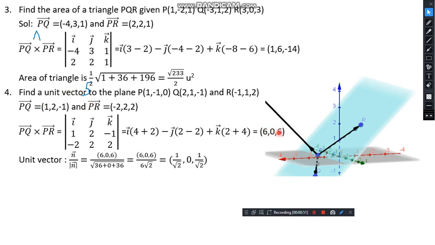So 6, 0, 6, we do the norm. So the norm here is root of 36 plus 36. So we divide by 6 root 2. Each one here, 6 over 6 root 2. So it will be 1 over root 2, 0, 1 over root 2.